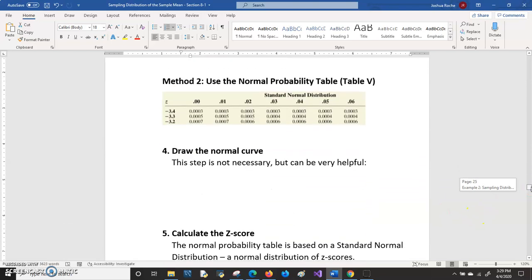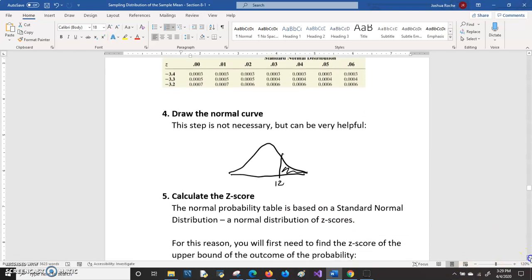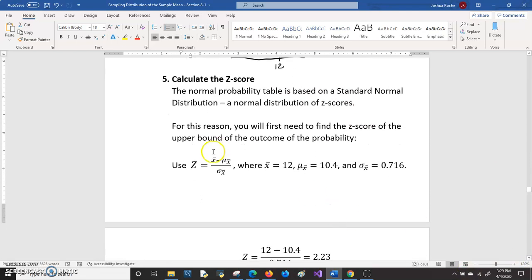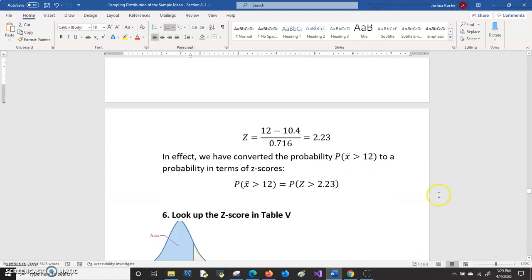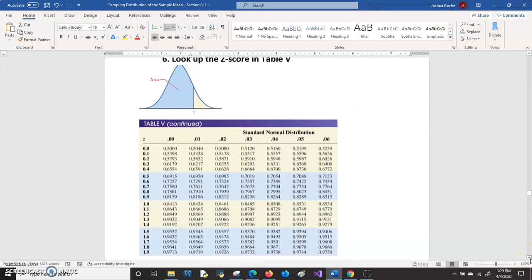The other way to work this out is again with table 5. We could draw out the normal curve. Calculate the z-score. Use this z-score formula for sample means. Plug in 12, 10.4, but now this time we're plugging in 0.716 for the standard deviation. And the z then comes out to 2.23. So go to table 5, look up 2.23.